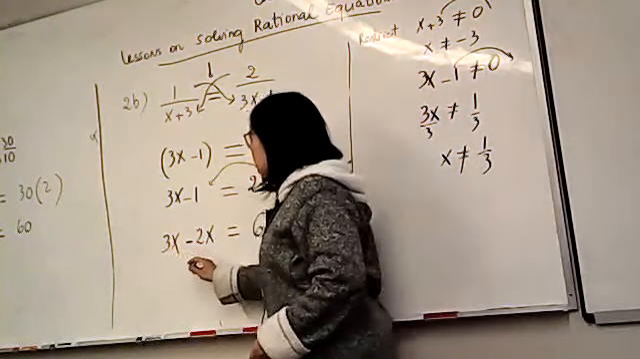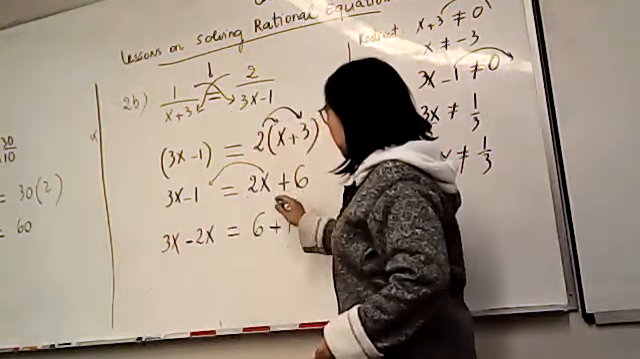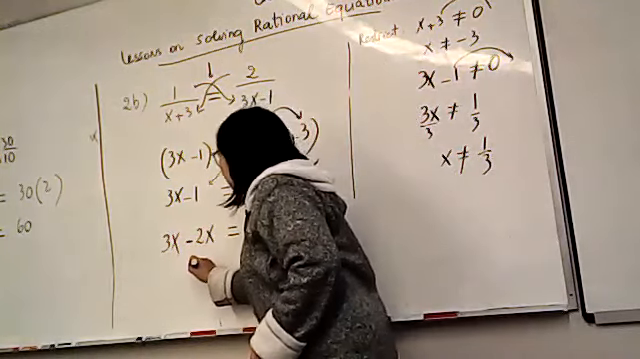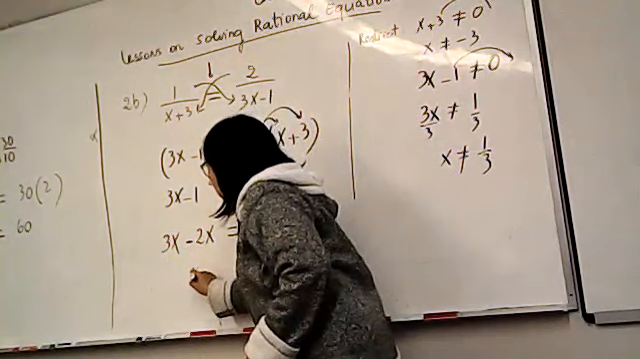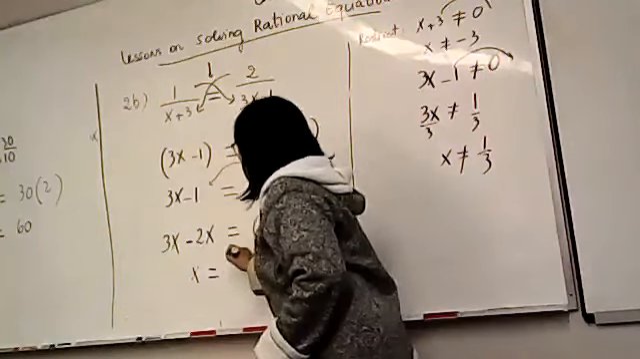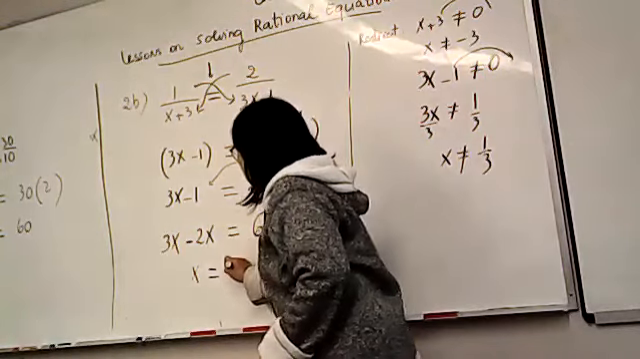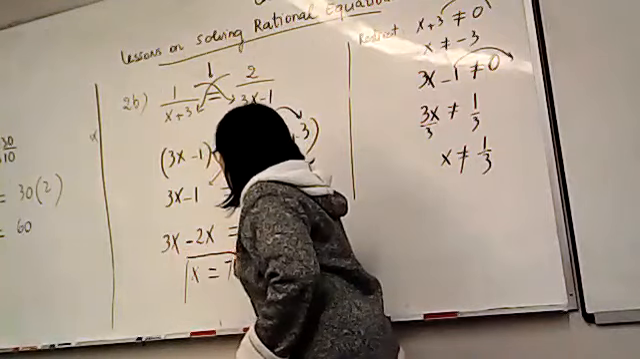So now I'm going to simplify one more time. 3x minus 2x is x, 1x. Equals 6 and 1 is 7. And that is my answer.